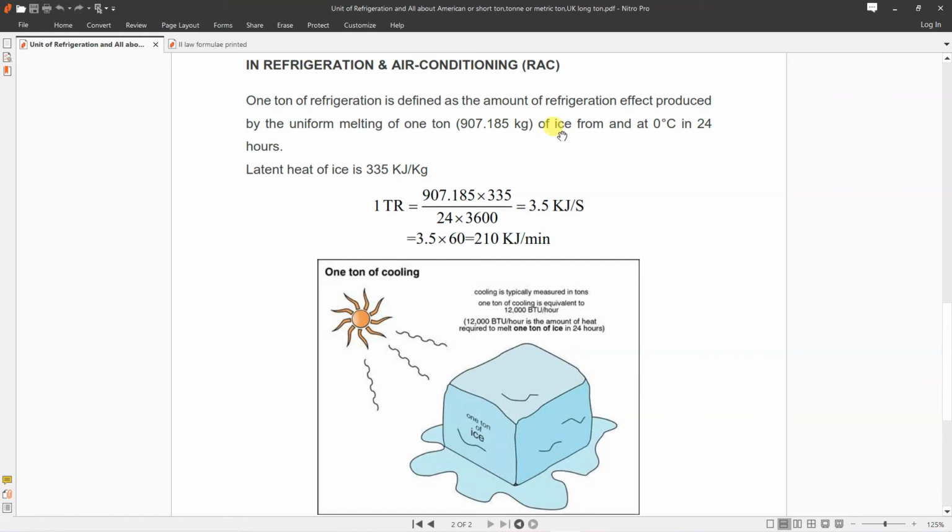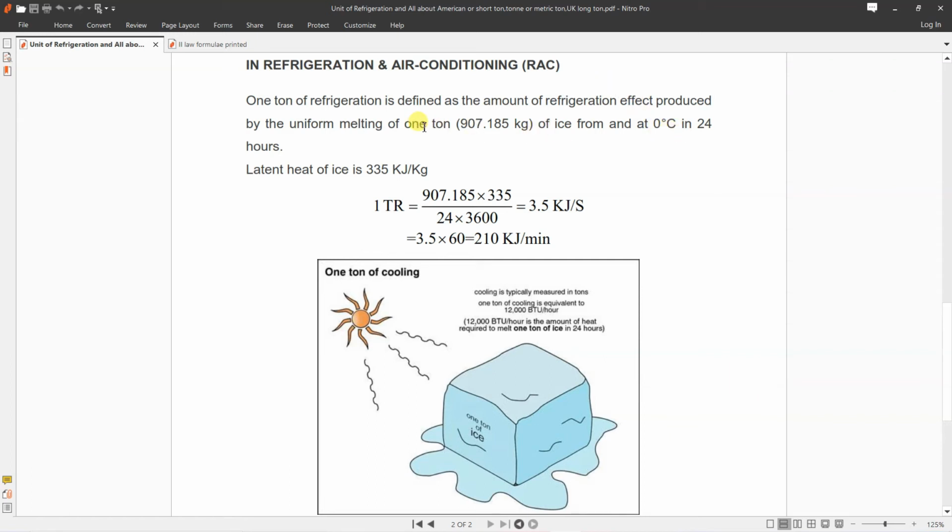So, uniform melting of 1 ton of ice from and at 0 degree Celsius in 24 hours. Okay, I hope the definition is clear. Suppose you are considering a cabinet, and in that cabinet you are keeping 1 ton of ice. Now 1 ton of ice is the short ton, 907.185 kg. What will happen? The ice will absorb latent heat from the surrounding, and it will melt and become water, which will again be at 0 degree Celsius, in 24 hours.